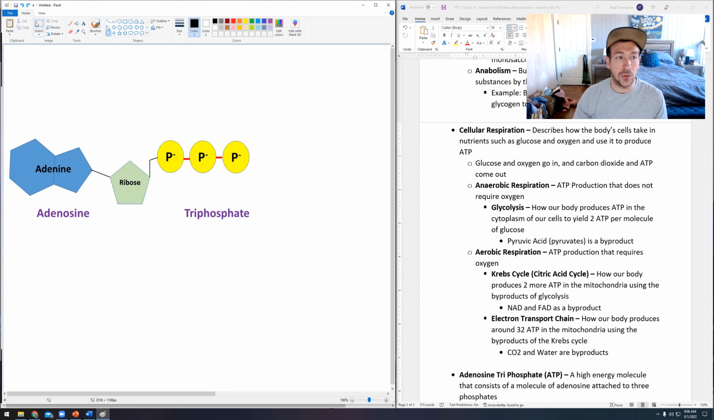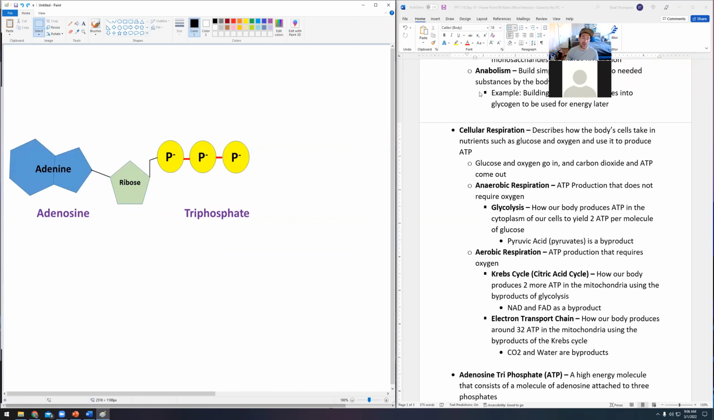So what we want to do is create this ATP molecule. Now, once we have it, we can actually break that third phosphate off. We can take this and shoot it off like that. And if we do that, that is going to release a ton of energy, right? A whole bunch of energy is going to get released when we break that third phosphate off.